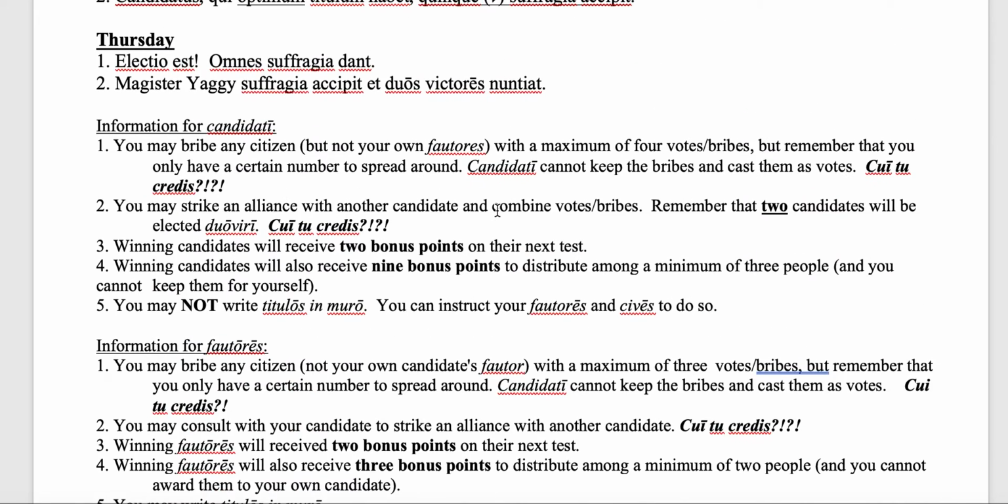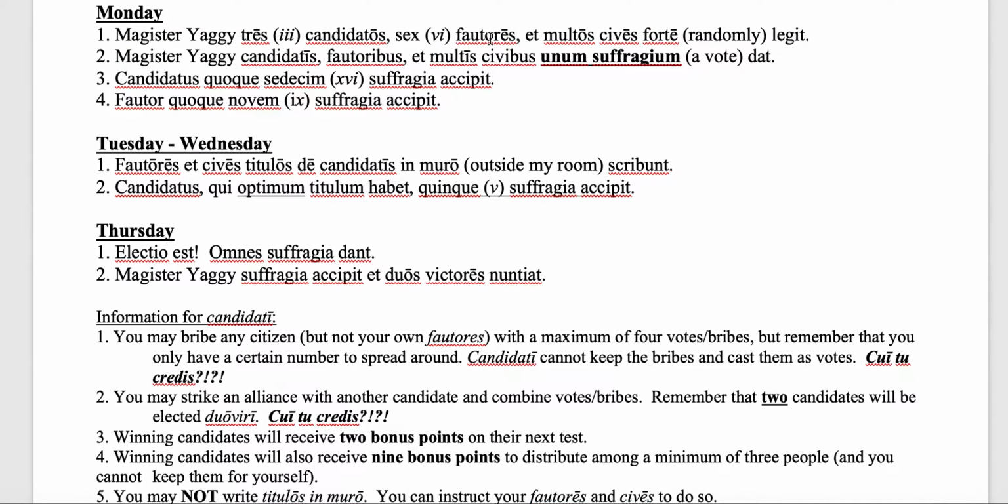Let's go back up to the top here. You've got three candidates. Each one has two supporters, and then everybody else is a citizen, and everybody gets a vote. I will give each candidate 16 suffragia, 16 bribes, essentially, and we'll talk about those in a second. And I'm going to give each fautor, each supporter, 9 bribes. And that is to start.